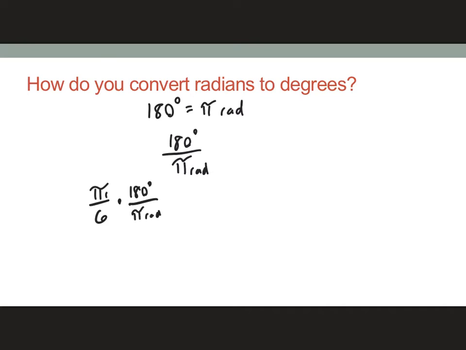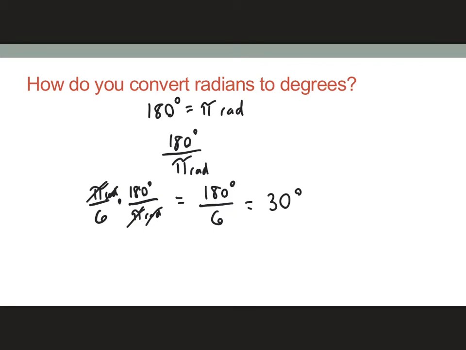And this is also expressed in radians. So when we multiply these two together, the pi's will actually cancel out from each other, and the radians will actually cancel out from each other. And we end up with 180 degrees over 6. And that could be simply divided. 6 goes into 180 30 times. So pi over 6 radians is 30 degrees.